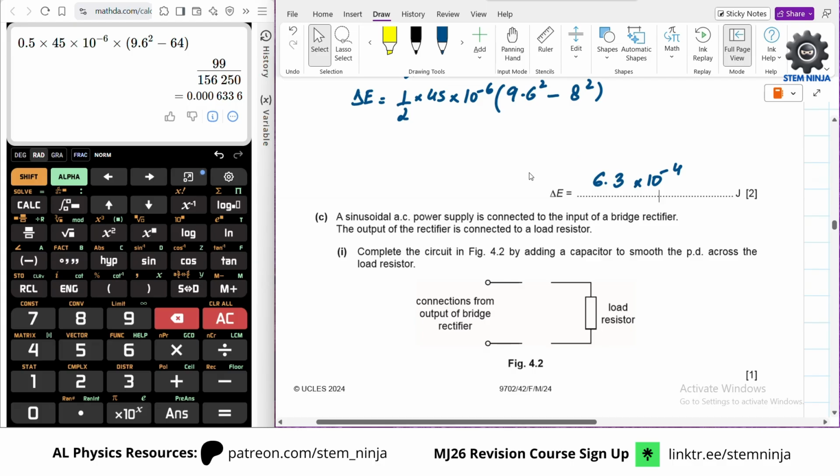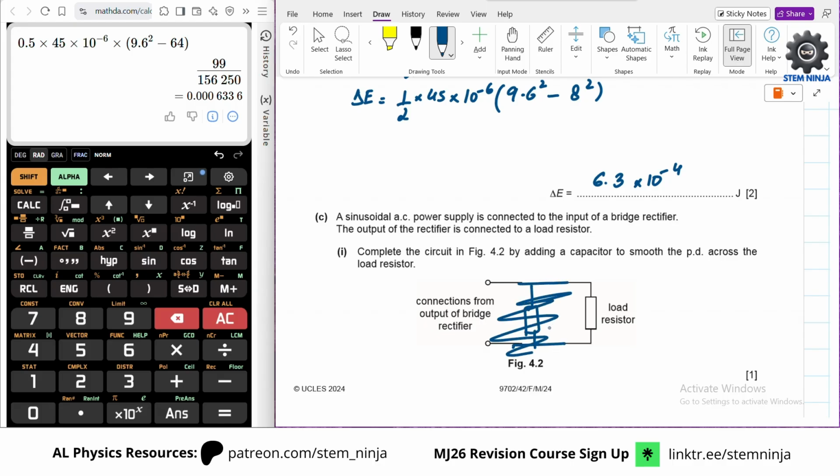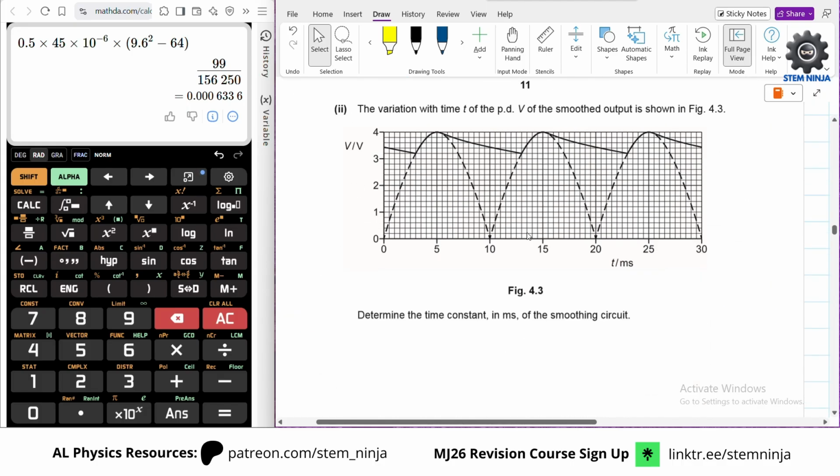Okay. A sinusoidal AC power supply is connected to the input of a bridge rectifier. The output of the rectifier is connected to a load resistor. Complete the circuit in figure 4.2 by adding a capacitor to smooth the PD across the load resistor. So it's always in parallel with the load resistor. Oh no, sorry, I meant capacitor. Okay. The variation with time t of the potential difference of a smoothed output is shown in figure 4.3. Determine the time constant in ms of the smoothing circuit.